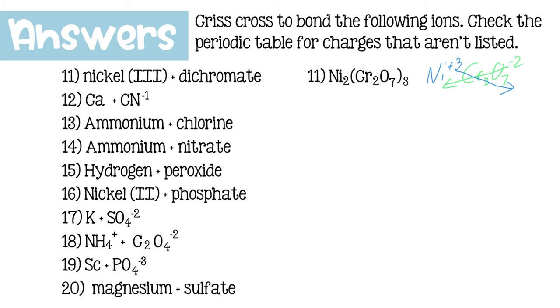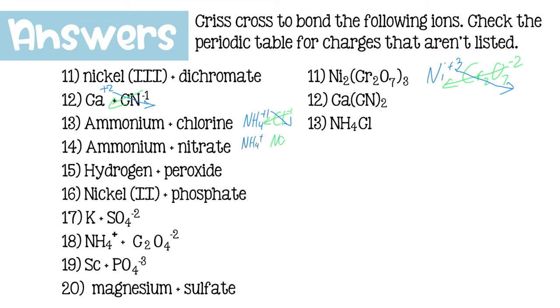For number 12, we have calcium and cyanide. So Ca is +2. CN is -1. When we crisscross those, we get Ca(CN)2. Now let's look at ammonium and chlorine. Ammonium is NH4+1. Chlorine is Cl -1. When we crisscross those, we get NH4Cl. Ammonium nitrate is ammonium is NH4+1, and then nitrate is NO3 -1. We're going to crisscross the charges on our polyatomics, and we get NH4NO3.